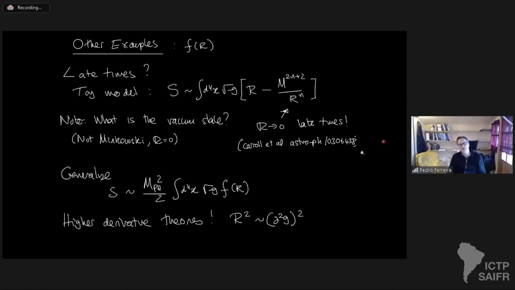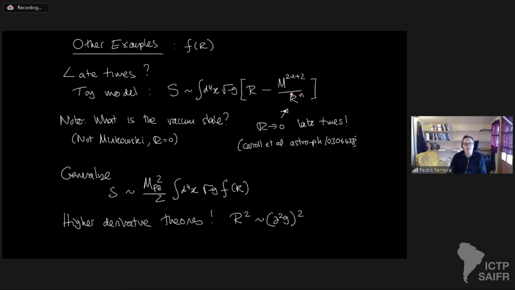Now, this was an idea that was put forward almost 20 years ago by a bunch of people. This was just a toy model. It has obvious problems. For example, what is the vacuum state? It has no vacuum state if you think about it, because it doesn't have Minkowski as a vacuum state, because at r equals 0, this is singular. But it gives you the general feel of what you might want to do building a model like this.